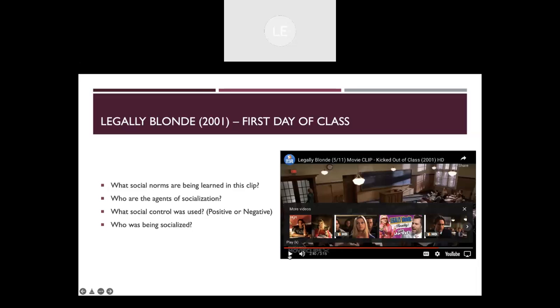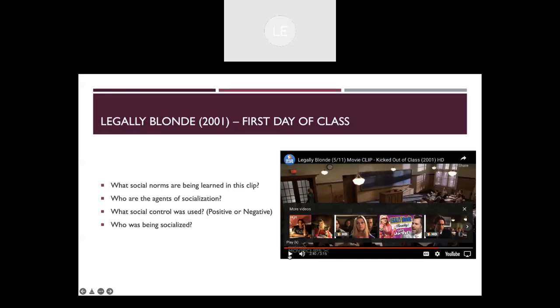We also saw that being prepared, or having your materials out, was a social norm expected in the classroom. After the teacher said you have all read pages 1 through 48 and are familiar with the issue, everyone started pulling out their textbooks and their notes. Elle Woods was the only one who didn't, and that is one of the reasons why the teacher called on her, to start enforcing that social control.